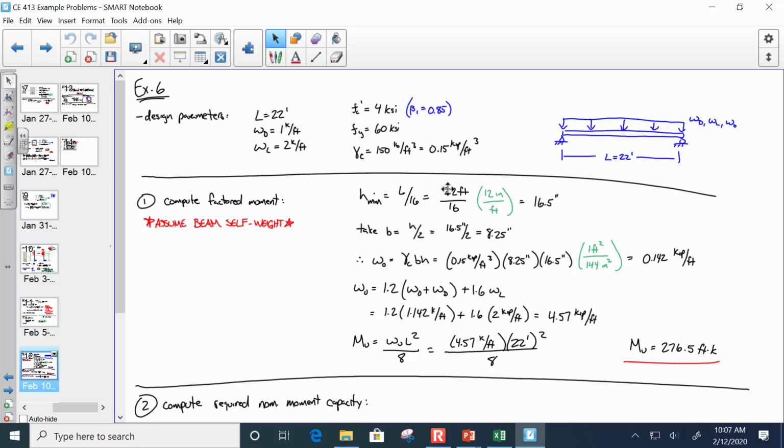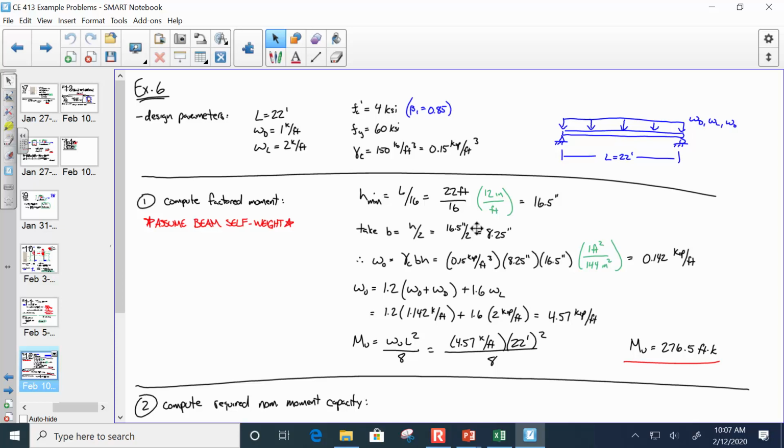I'm going to write that down. I'm going to say that Mu was 276.5 foot-kips, and that's with an assumed self-weight. I'm just writing that down for my purposes, because we're going to go back and check this in a second, and you'll see that things changed.